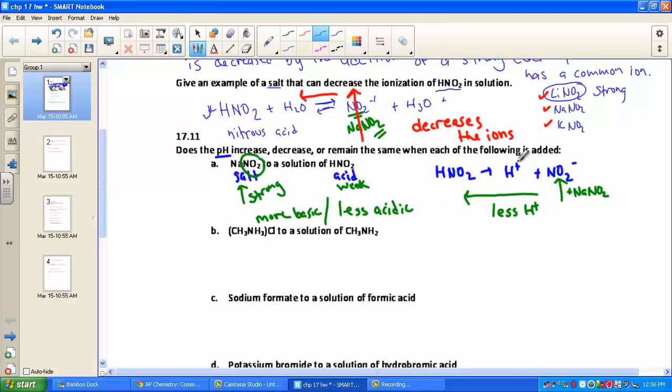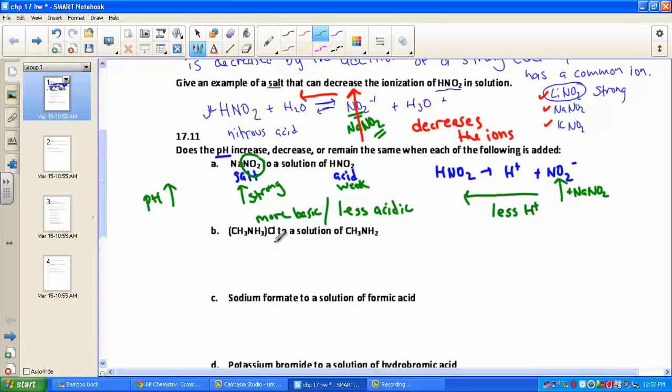Removal of hydrogen ion makes the solution become less acidic or more basic. The pH increases. It goes up on the number line, moving away from the acid range towards the base range. Let's peek at letter B.